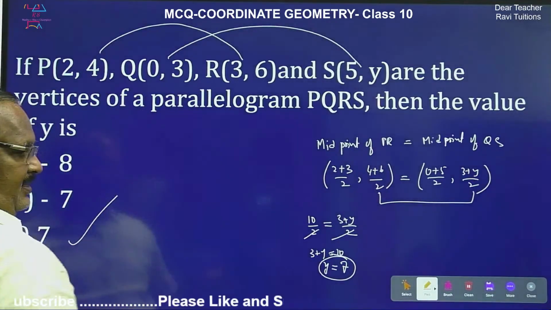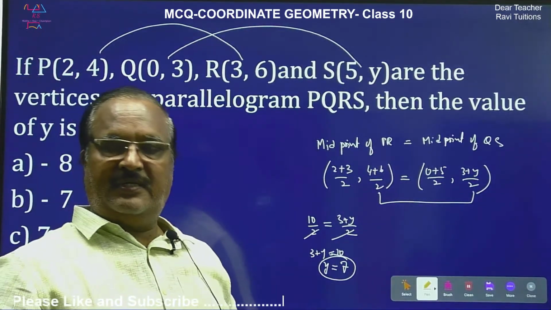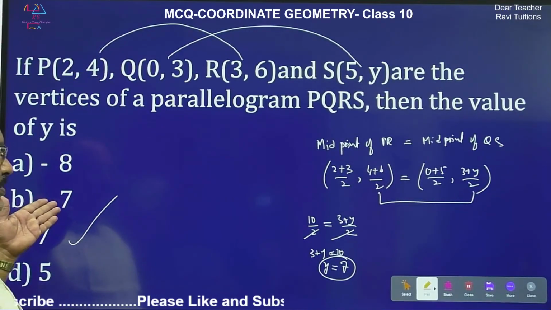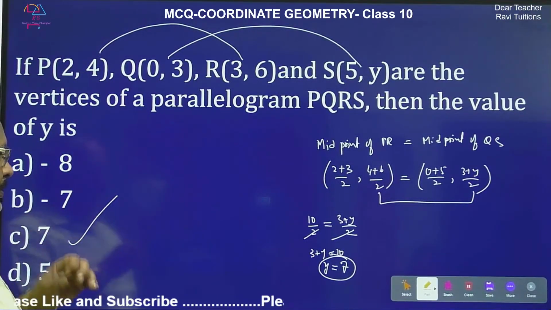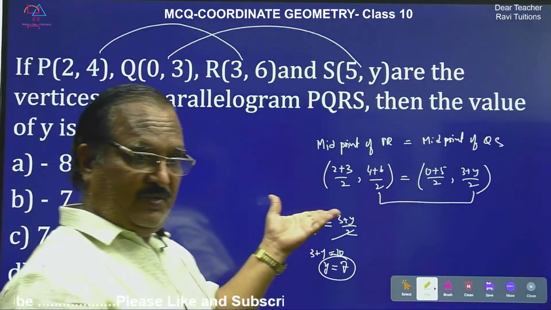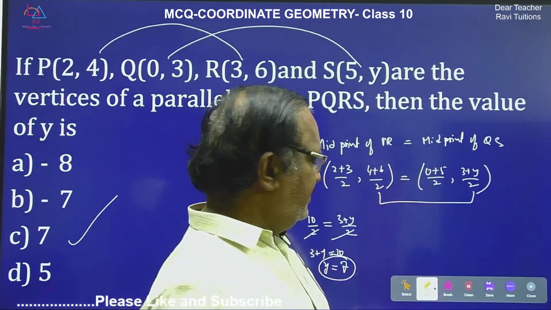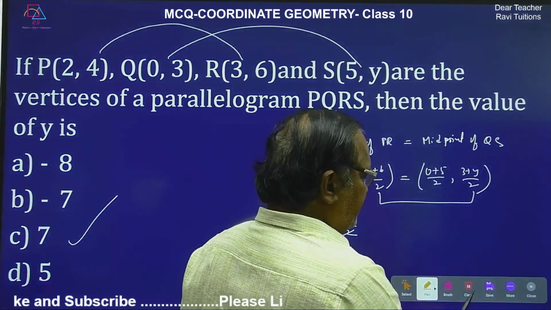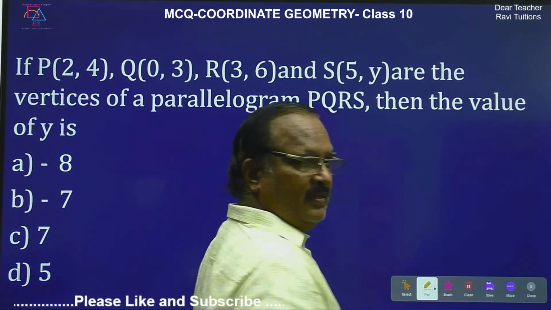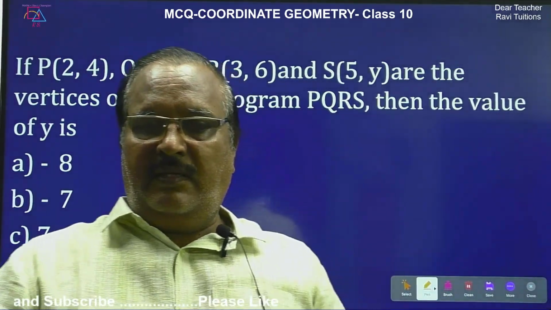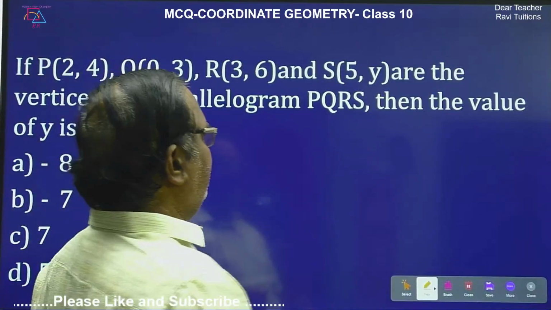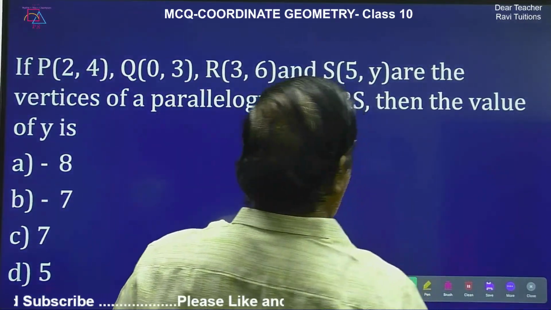7 is the answer. Don't get confused. There is minus 7 also. Okay. So, this is a very important question. You may be getting this question as a 2 marks question also, right? Yeah, you can go and read. So, now let us go to another question. This question is a very, very important question.